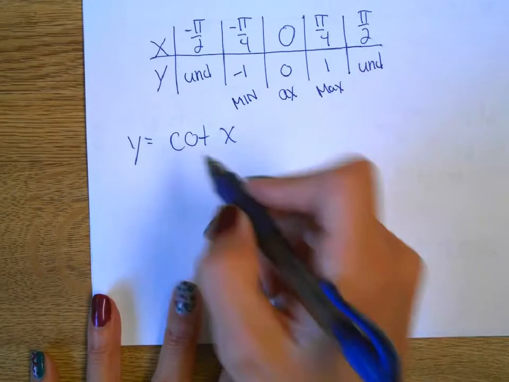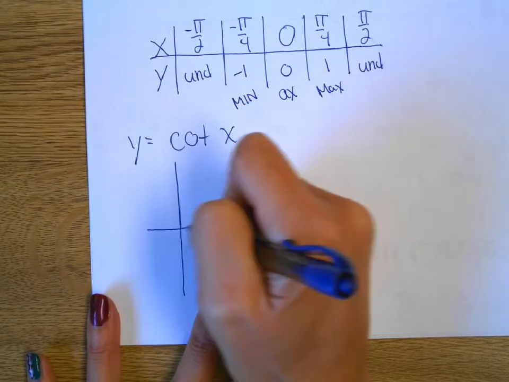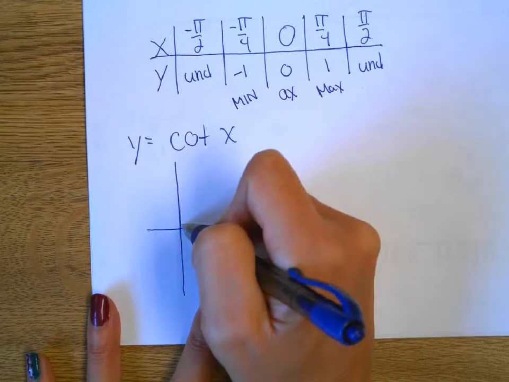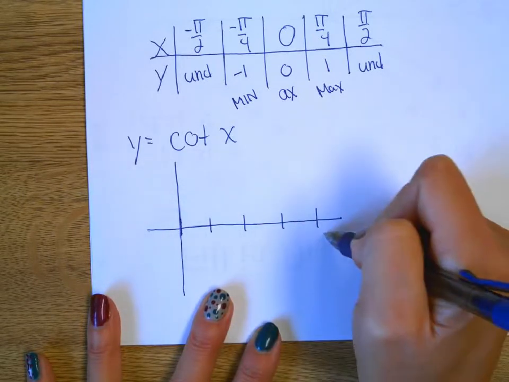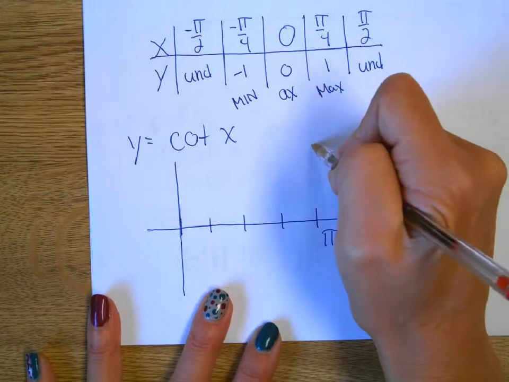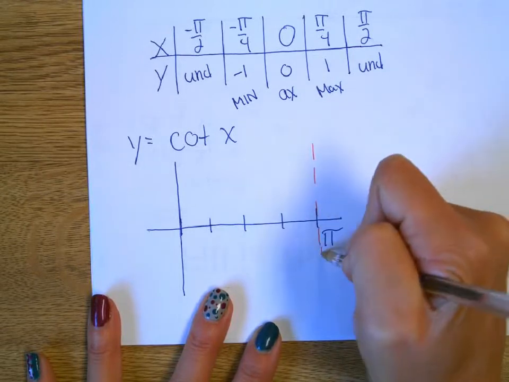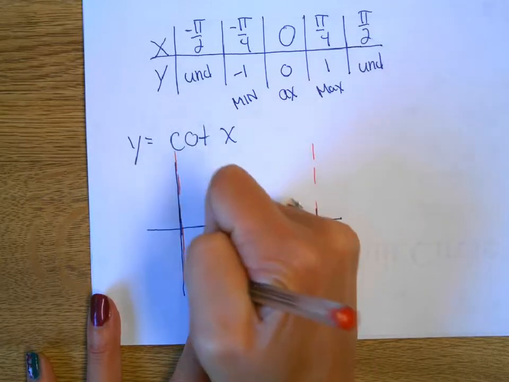Okay, here we go. Again, cotangent is centered between two vertical asymptotes. The other one just happens to be on the y-axis.